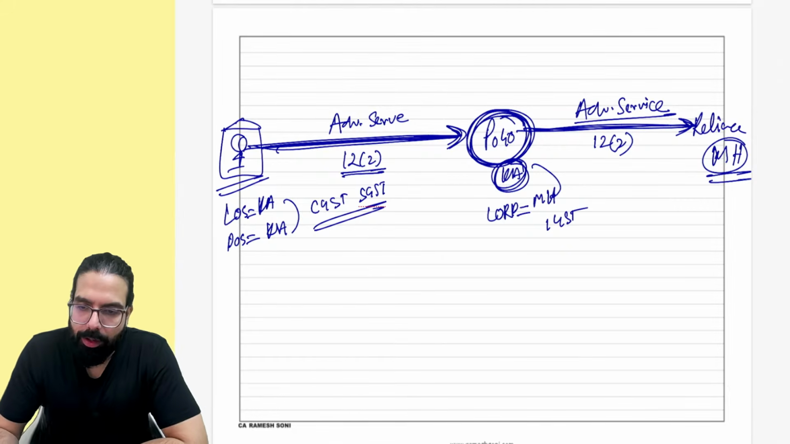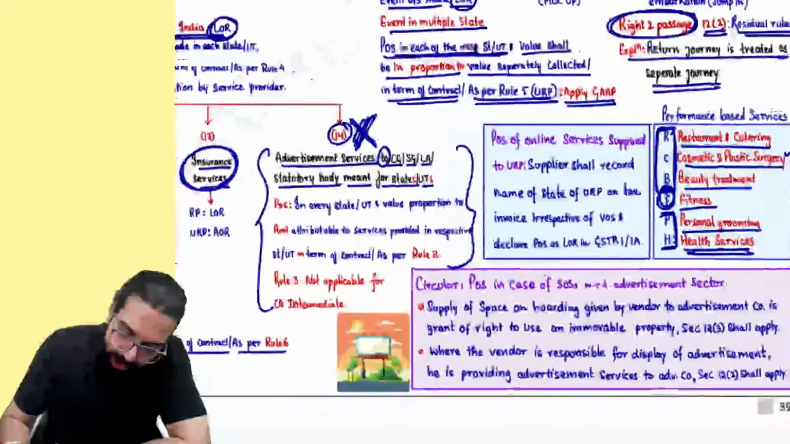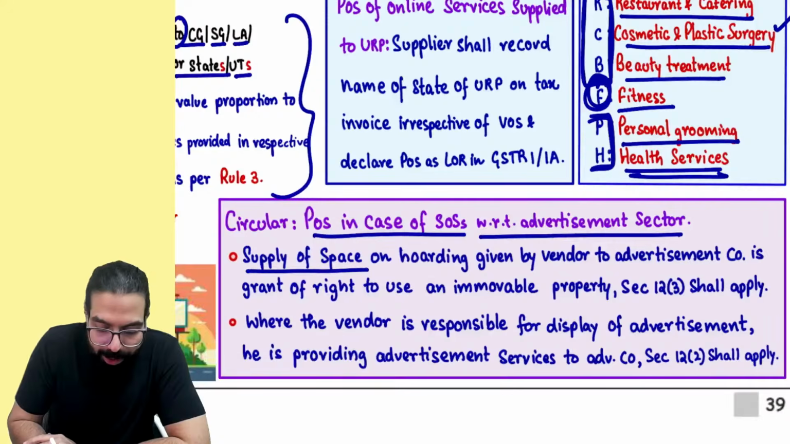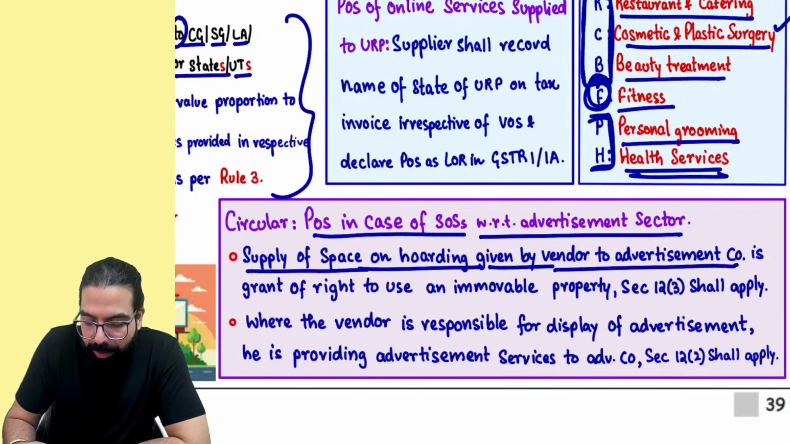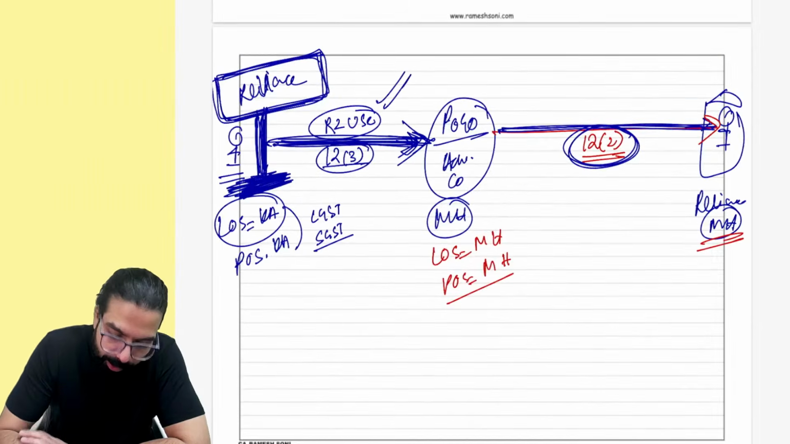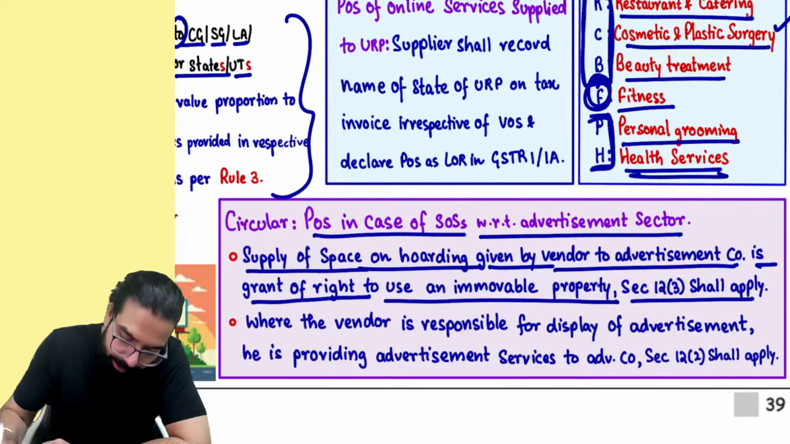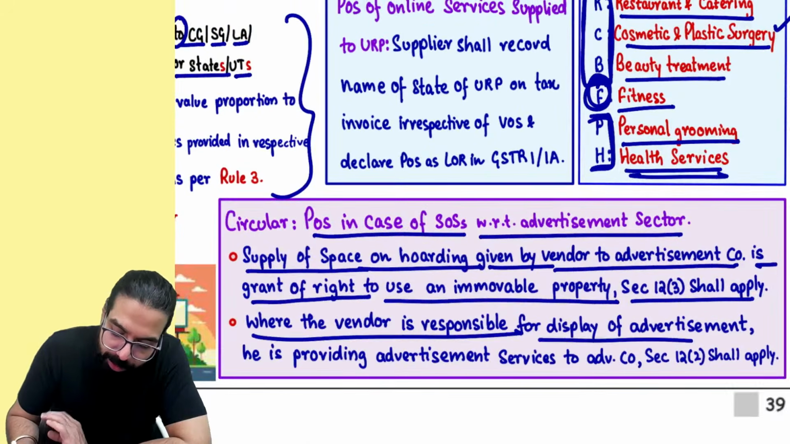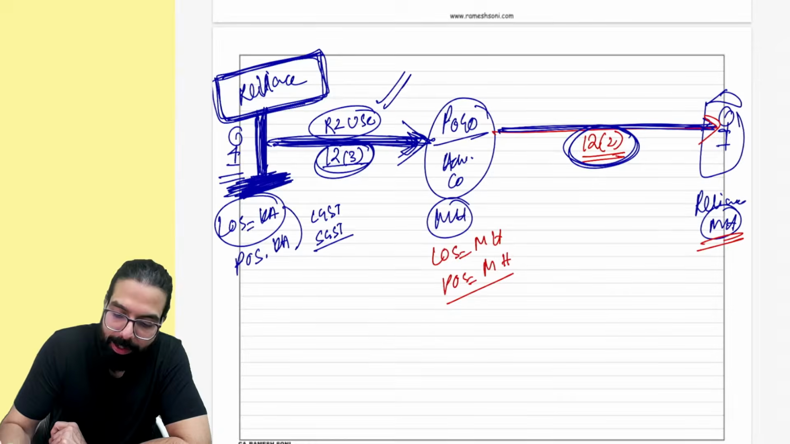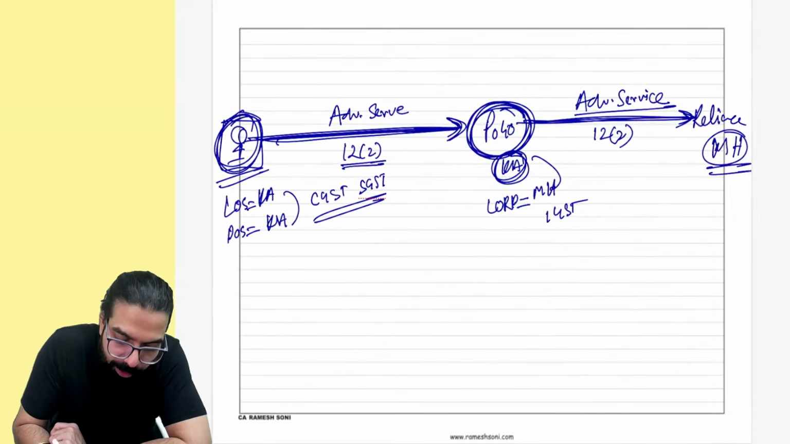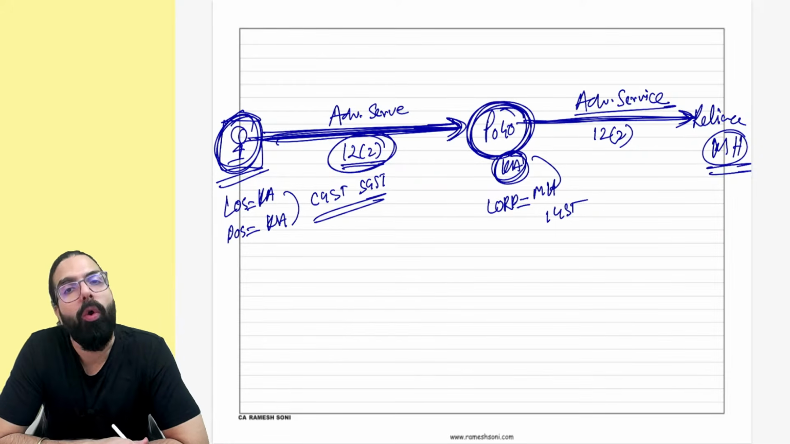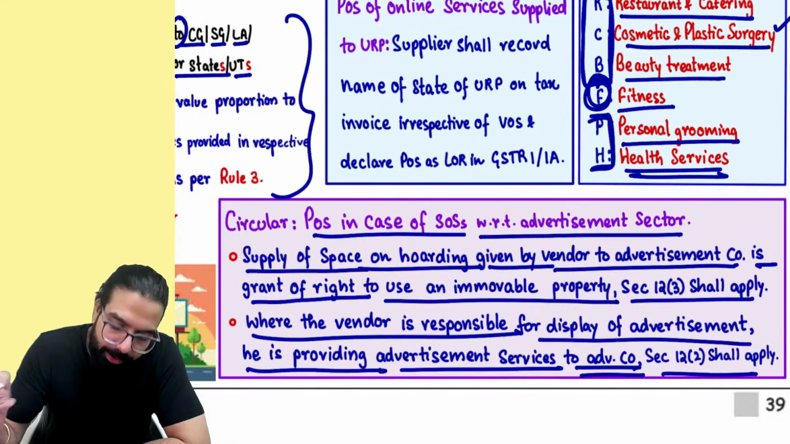Okay, done. So this one circular I went ahead and wrote over here. In case of place of supply, in case of advertisement sector, supply of hoarding given by a vendor to an advertisement company is right to use immovable property. 12.3 will apply. Always remember, when you are giving a hoarding, 12.3 will apply. Then where the vendor is responsible for displaying the advertisement, he is providing advertisement service to the advertisement company, 12.2 will apply. If I am only responsible to do the whole advertisement, then 12.2 general rule will apply because I am not giving hoarding on rent. Done, sir. This point is clear.